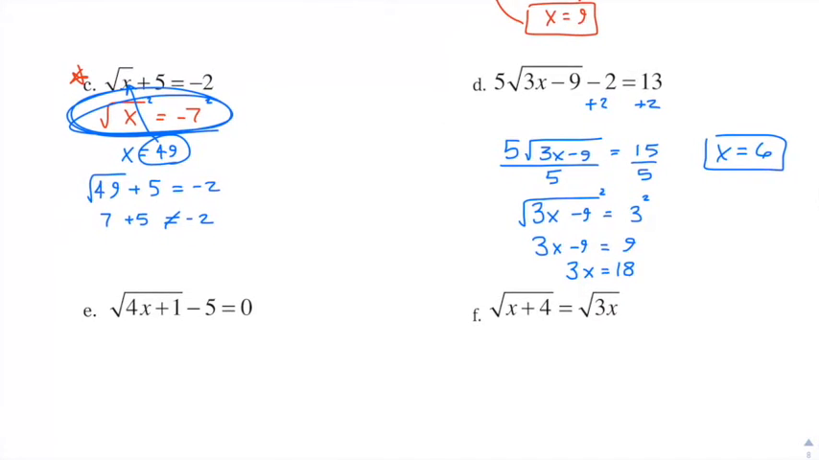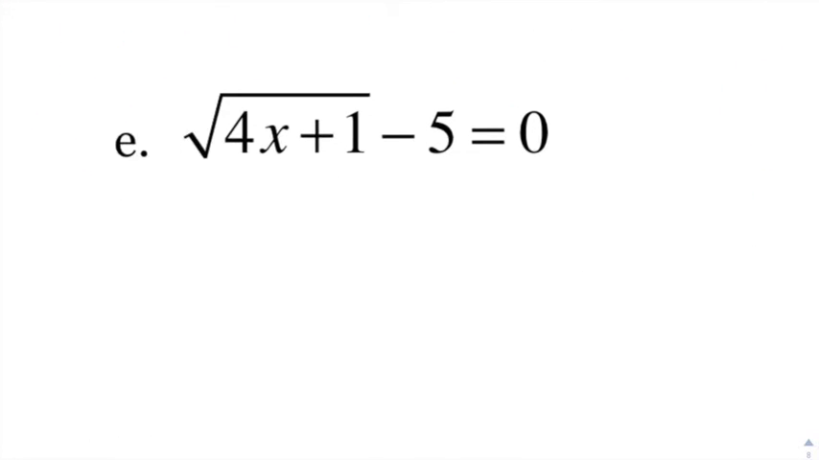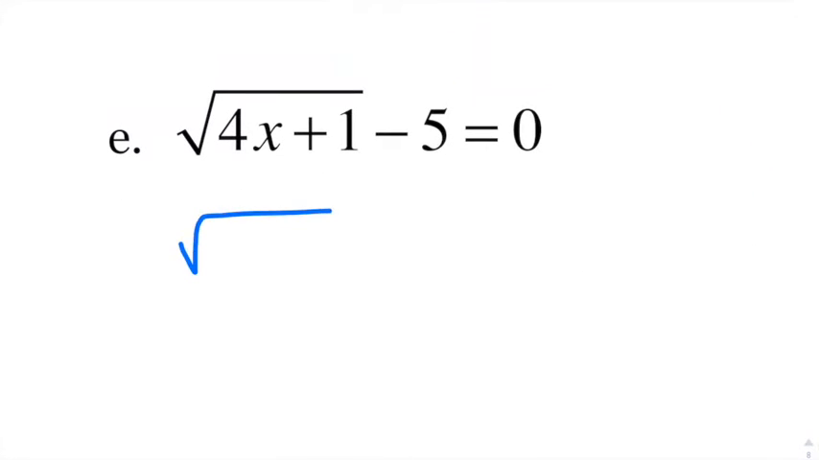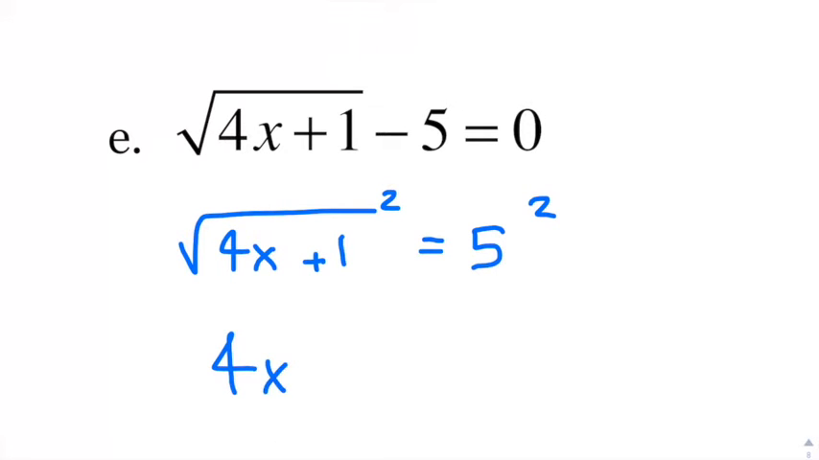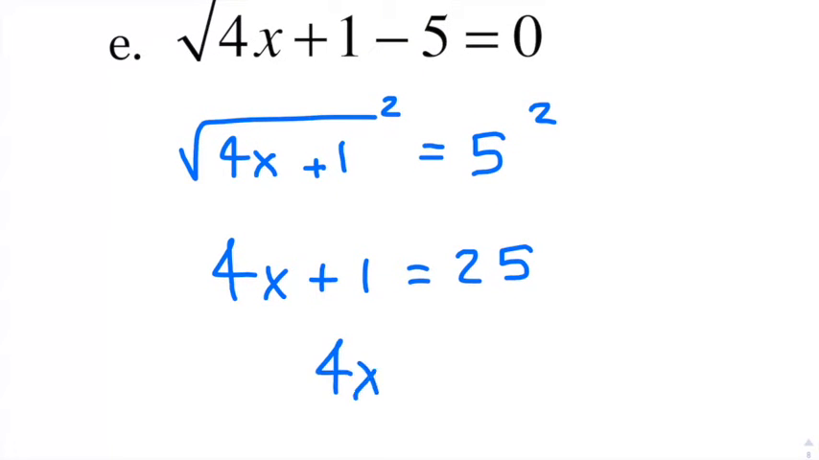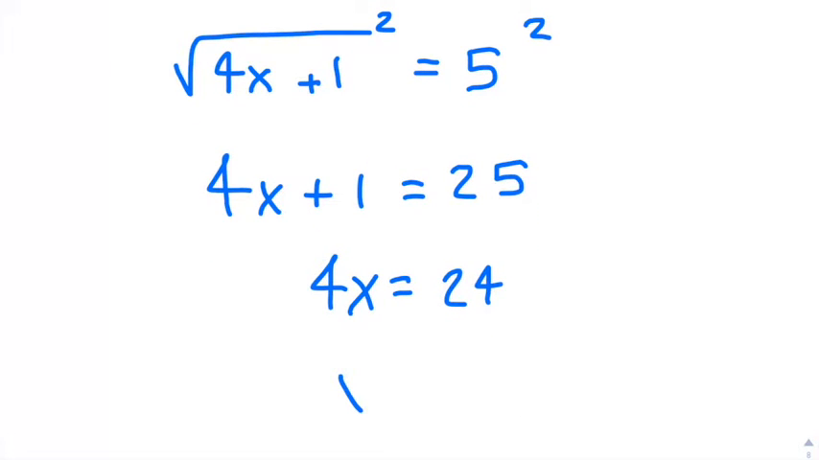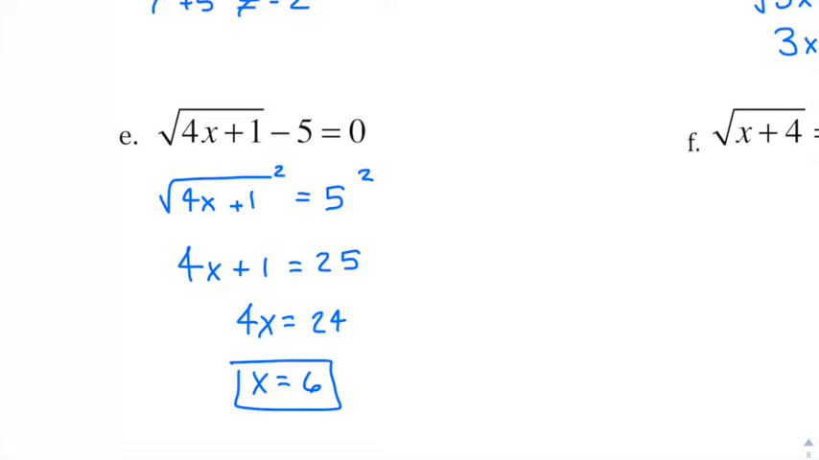Okay, so not too bad on that one. Let's see what's going on with this problem right here. We'll add the 5 to the other side. All right, after that, we'll square both sides. That'll be 4x plus 1. The square and the square root will cancel out. Equals 25. We'll subtract 1, and that'll get us to 24. And then we'll divide by 4. That gives us x equals 6.